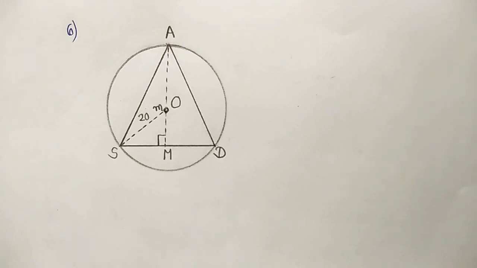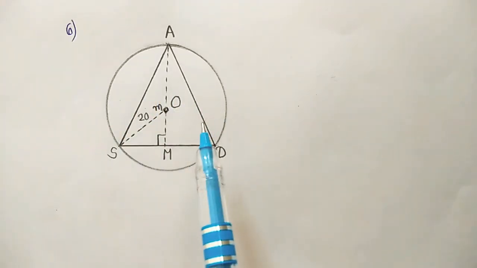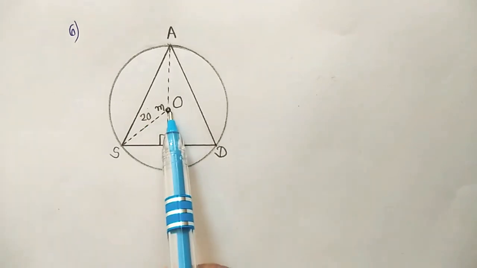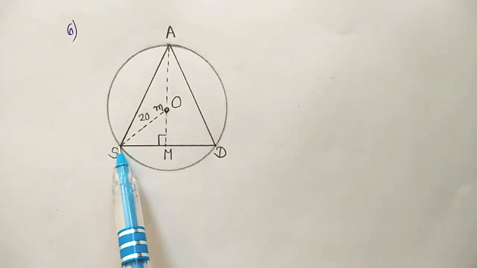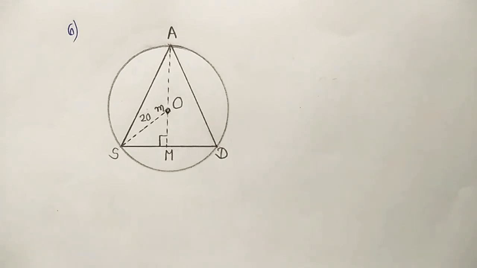Question number 6. A circular park of radius 20 meter. Here we have a circular park with radius 20 meter. O is the center, OS is the radius, so it is 20 meter. It's situated in a colony.